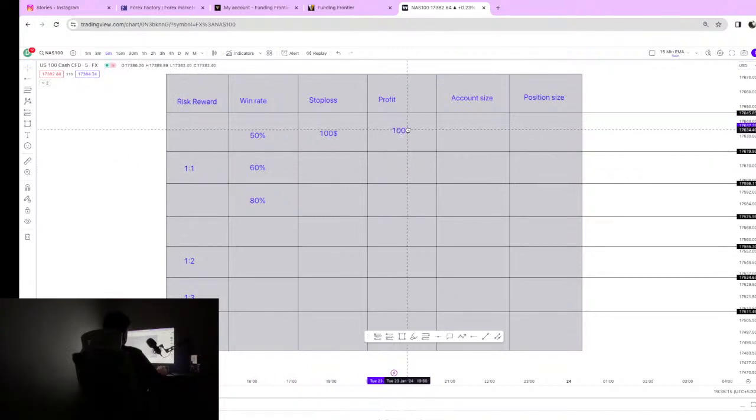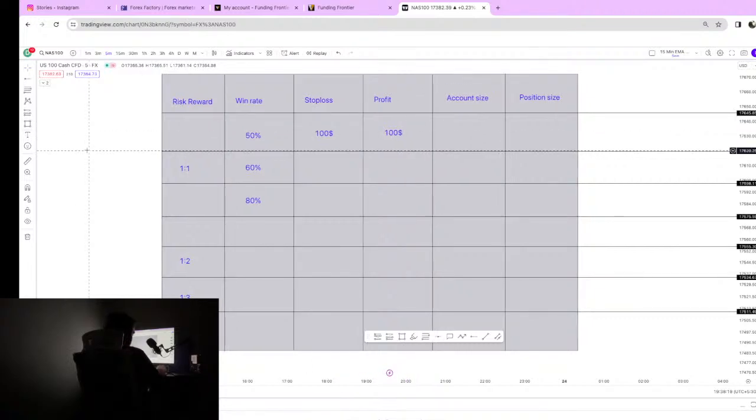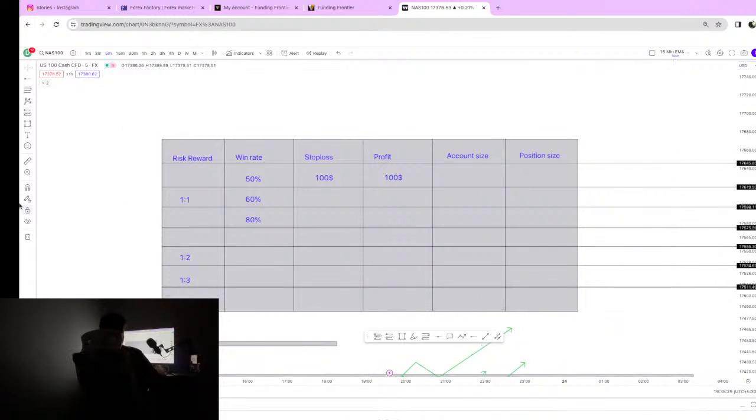Absolutely. If your stop loss is $100, your profit is also $100, right? 1 is to 1 means this. And suppose, let's have a basic scenario that is applicable to whole of my table.